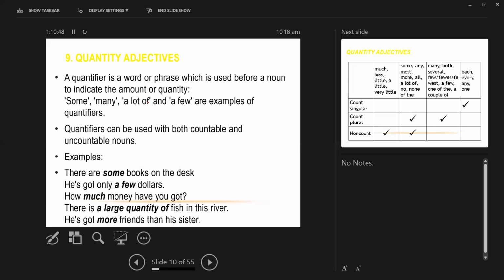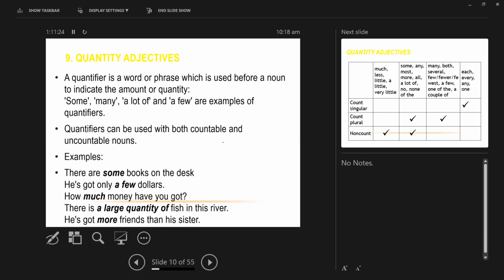Number 9, quantity adjectives. A quantifier is a word or phrase which is used before a noun to indicate the amount or quantity, like some, many, a lot of, a few, are examples of quantifiers. So when we say quantifiers, the root word is quantity. At ang ibig sabihin nun, the amount or the number of something. Okay? So, we will focus on these adjectives.